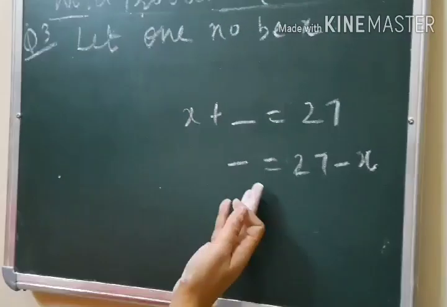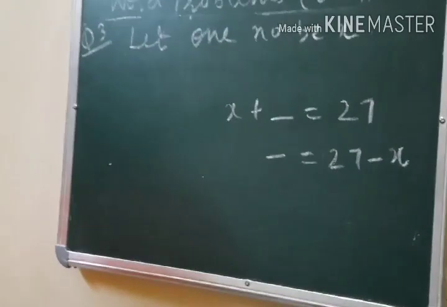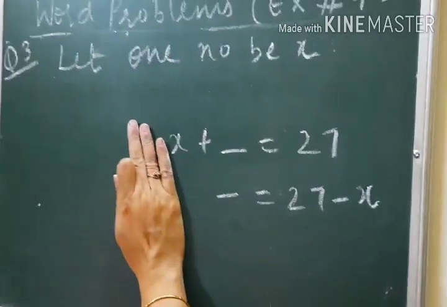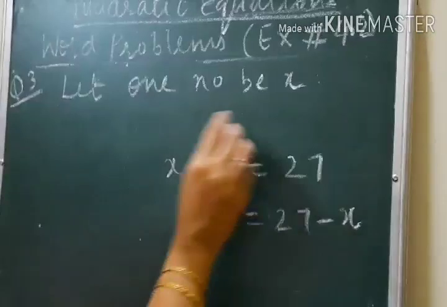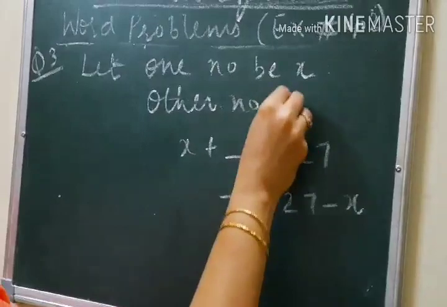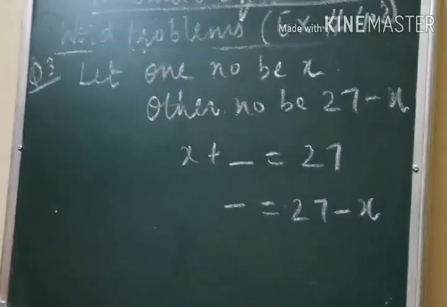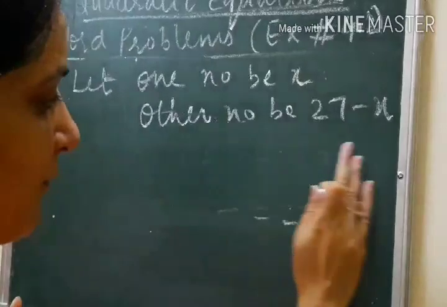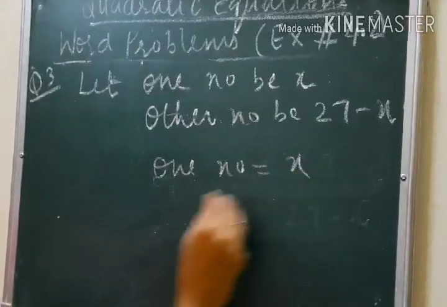You can do it by this one variable, or you can do it by two variables also, that is your choice. If I take it by two variables, what I'll do? I'll write the other number as 27 minus x. This is when I am solving it with one variable. Now, if you do not solve by one variable, one number is x, other number is y.